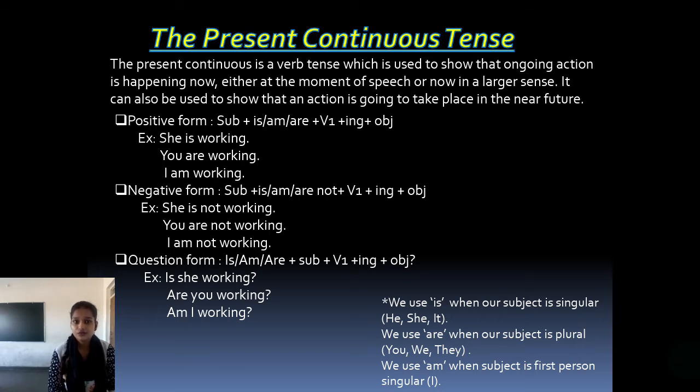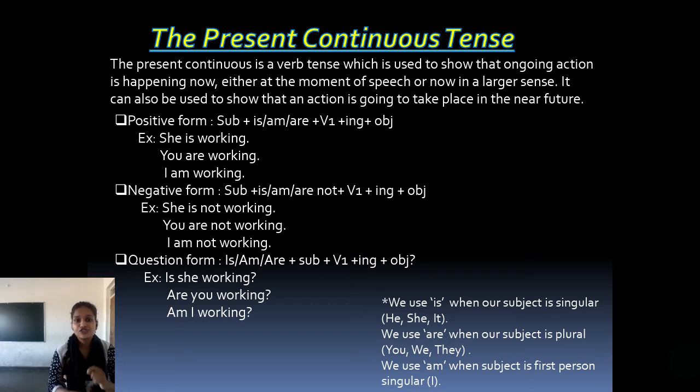For positive form, we use the subject at the starting, like what the sentence is about, then plus auxiliary, here is, am, are. We use is, am, are plus verb's first form plus ing plus object. Is is used with he, she, it, singular or any other singular things, when the subject is singular. We use are when the subject is plural, like you, we, they or any other plural subject, and we use am with I only.